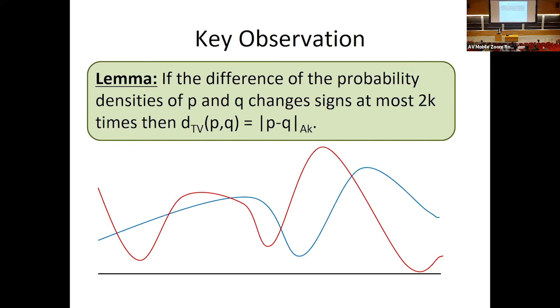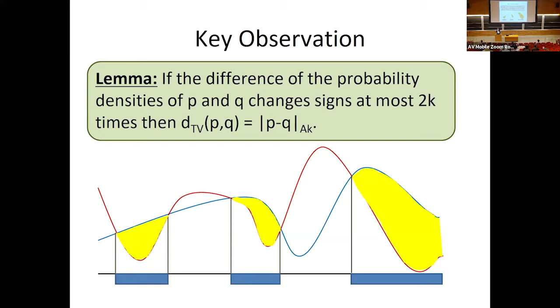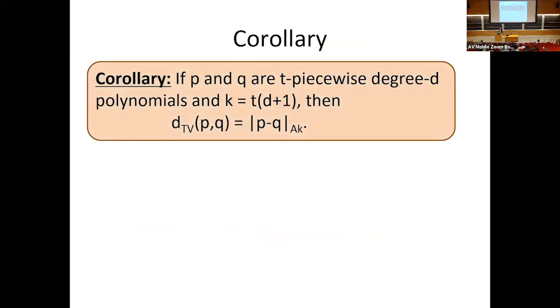Now, why is that? We've got these distributions. They only change sign a small number of times. What is the optimal set for distinguishing P from Q? Well, it's just the set of points where the probability density of P is bigger than the probability density of Q. And that's just a bunch of intervals between every other pair of sign changes. So if there are only 2K sign changes, this is a union of only K intervals, and it works. We get equality. So when is this condition going to be satisfied? Well, let's suppose that P and Q are both t-piecewise degree-d polynomials.